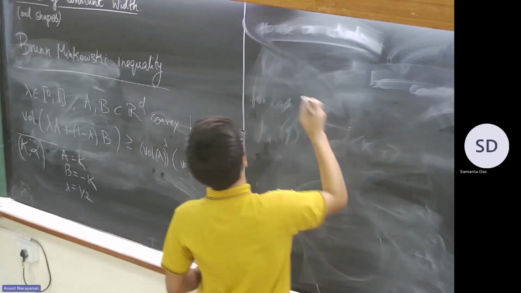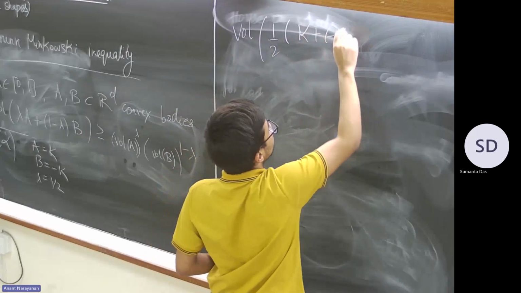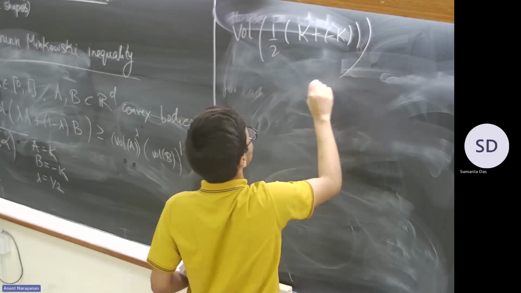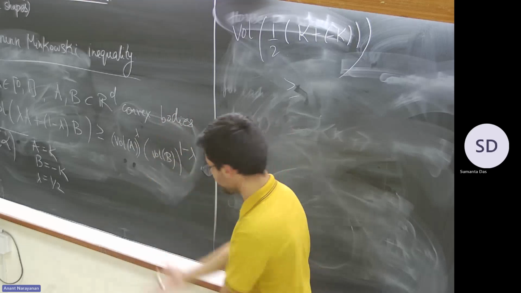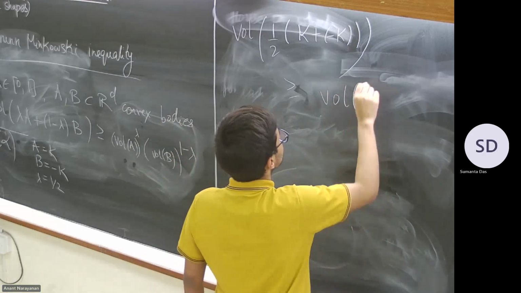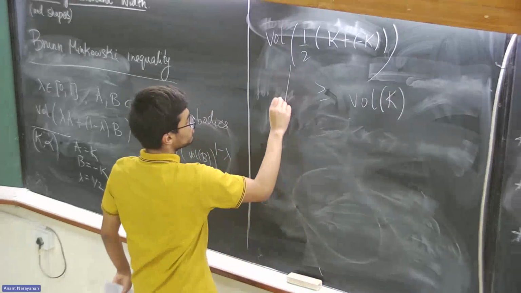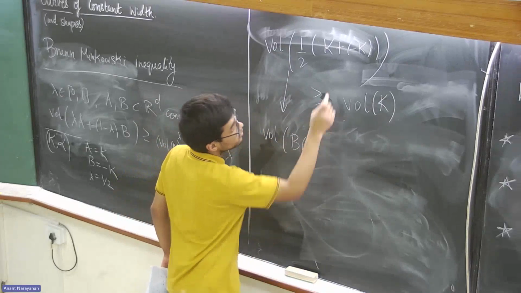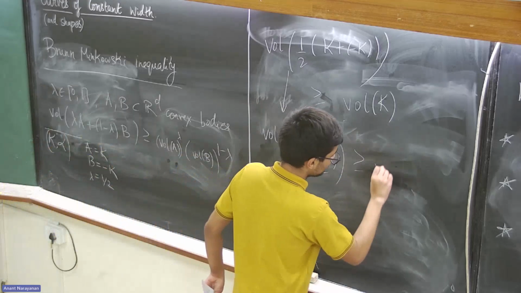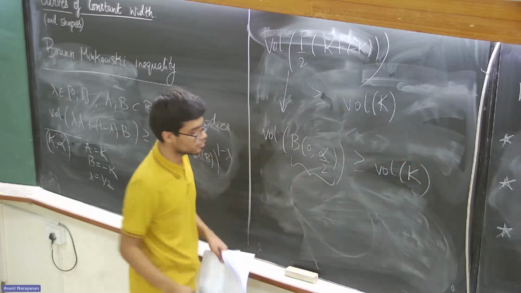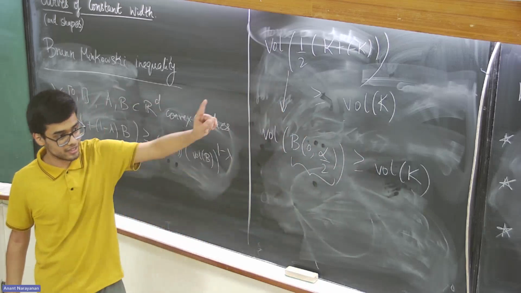You'll get that the volume of half of K plus minus K is greater than or equal to the volume of K to the 1 by 2 times the volume of minus K to the 1 by 2, which is just the volume of K. K plus minus K is the ball of width alpha, so this is the volume of the ball centered at the origin of radius alpha by 2, where alpha is the width of K. So this is greater than or equal to the volume of K. This is precisely the Euclidean ball of width alpha, and we're saying that any convex body of width alpha has volume bounded by this. So balls are maximizers.